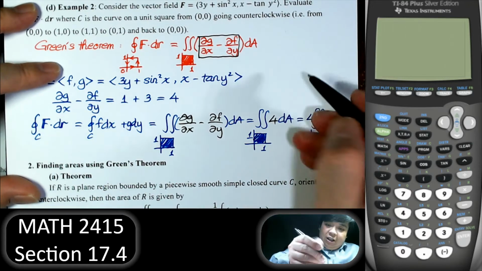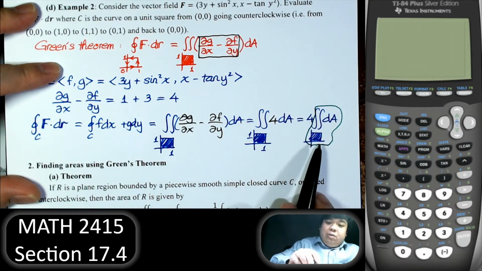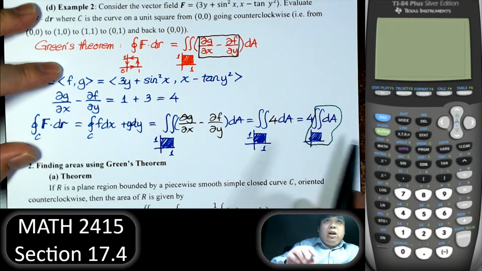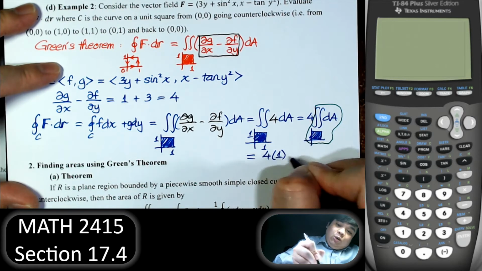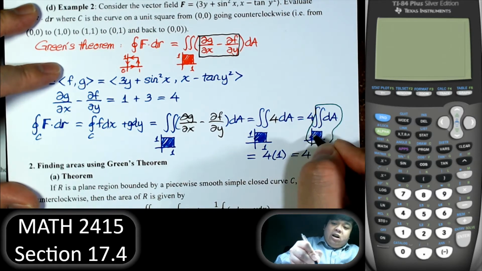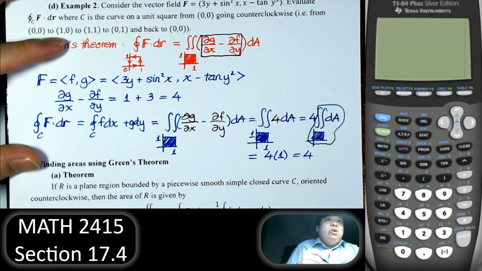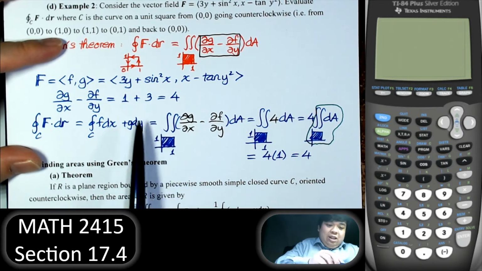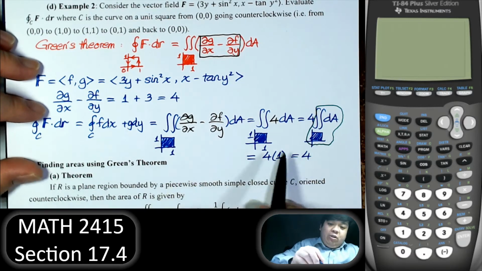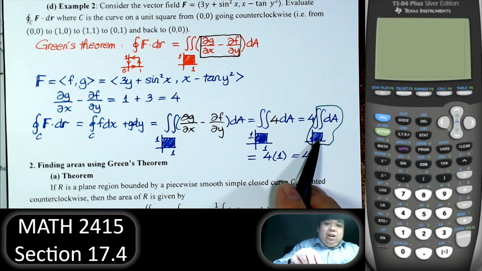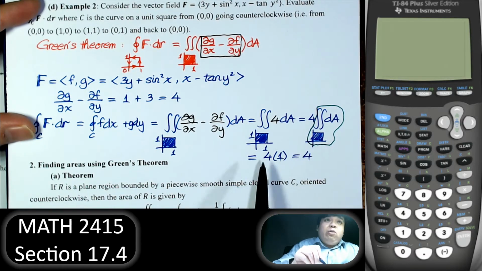What we have here is just the area of that unit square, right? The area of that unit square, 1 by 1, is 1. So the answer is equal to 4 times 1, equal to 4. Because 1 is the area of the unit square, right? So you see Green's theorem is extremely helpful here. We use Green's theorem, we don't even care about those two functions, and we just calculate the area. We don't even integrate here. We just use geometry. The area of that unit square is 1, so 4 times 1 is 4.